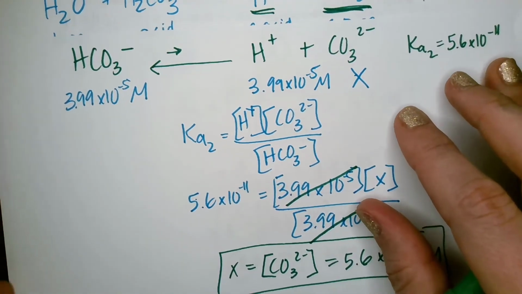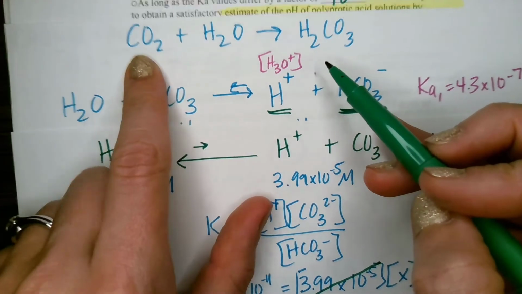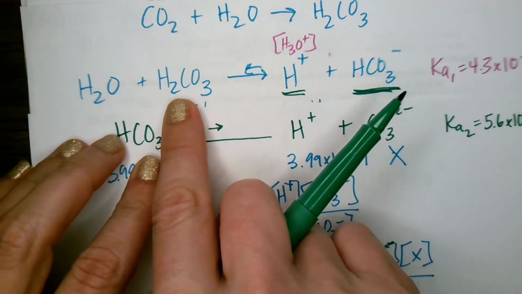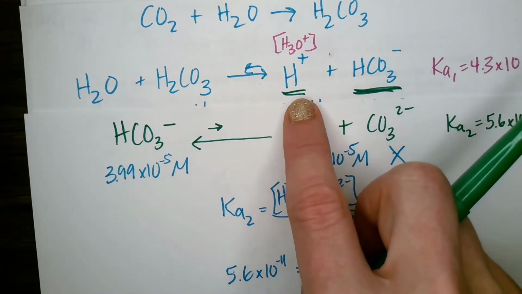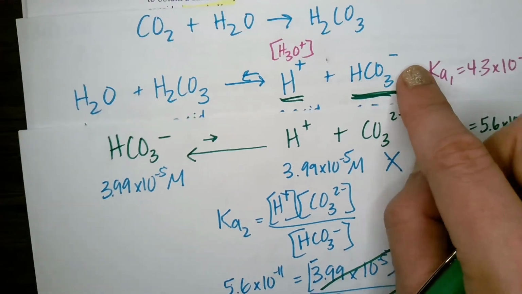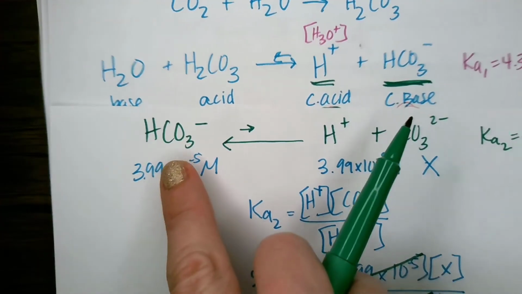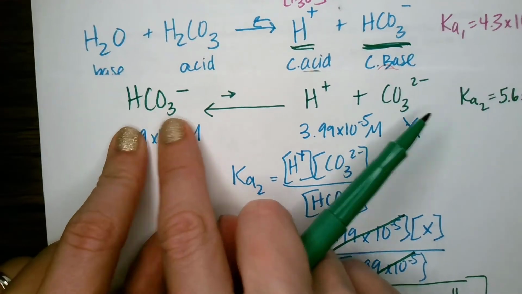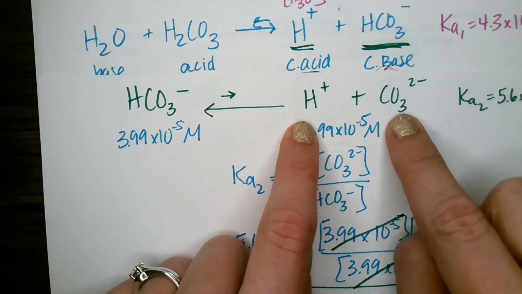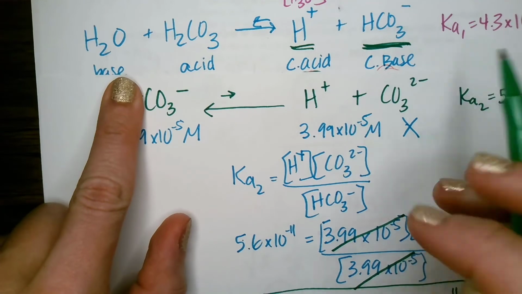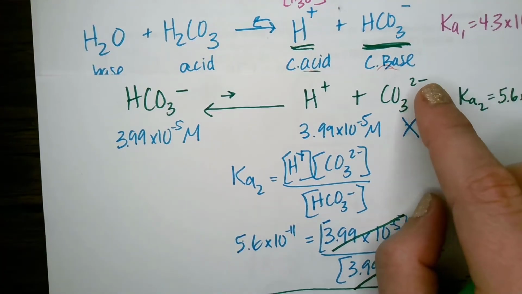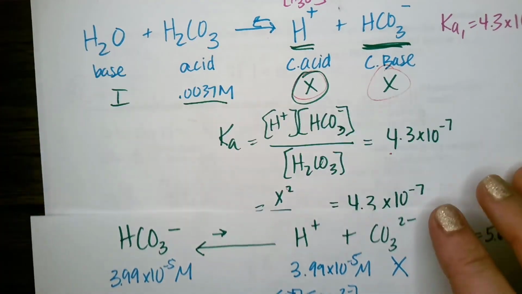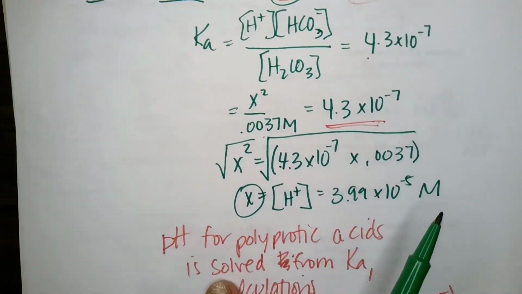So if we were to go back to review, this is for a diprotic acid. To get my diprotic acid, I did CO2 plus H2O, H2CO3. And then we watched it dissociate from H2CO3 into H plus and HCO3 minus. That conjugate base then became my acid when I wanted to dissociate it a second time. So then I was left with H plus and CO3 2 minus. Notice that I took off that hydrogen to get CO3 2 minus. So that was my conjugate base for my second time.